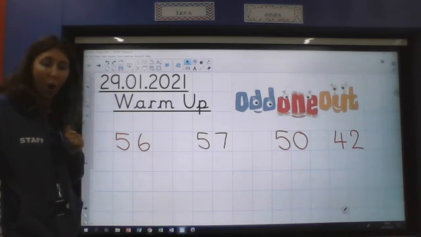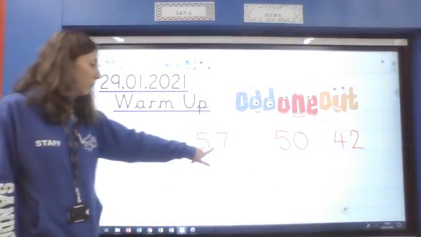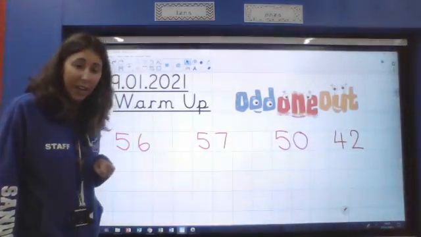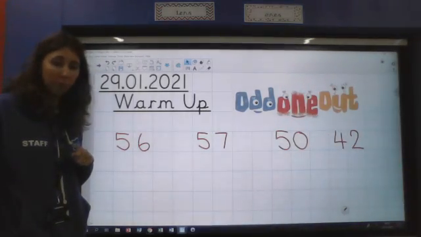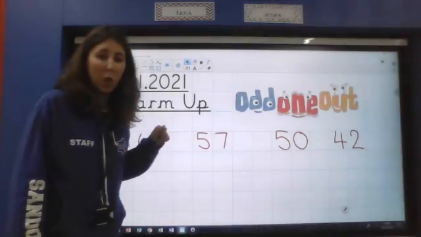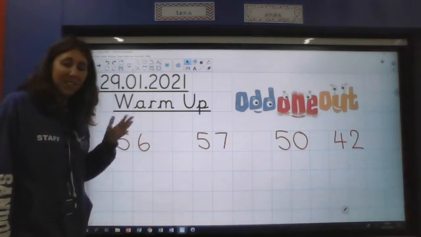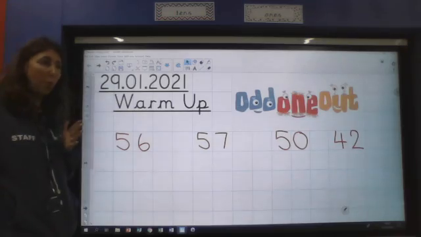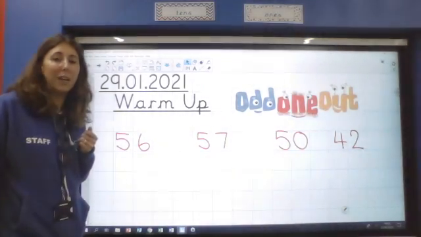Again, if we thought about odd and even numbers, like we thought about in one of our activities earlier in the week, 57 is the only number that is an odd number. You might have said 42 because it's the only number that's less than 50, that's smaller than 50. So there could be, in this game, lots of possibilities.